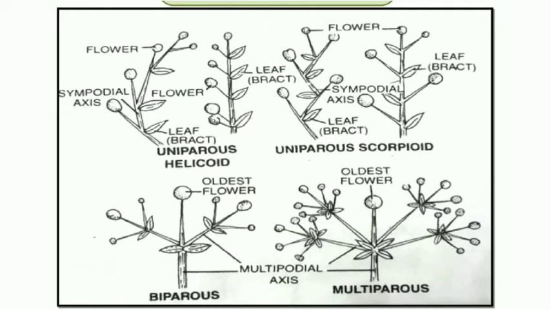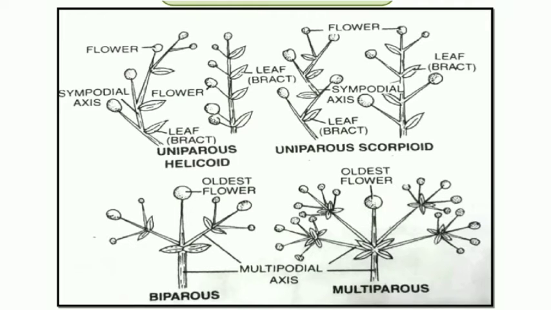But in case of scorpioid cyme, the Uniparous scorpioid, one branch towards right side, next branch towards left side. Like that the branching will be on alternate sides, left right, left right. Okay, you can see here also. So, one flower, the right side branch, left side branch, right side branch, left side branch. Like that the branching will be on alternate sides, left or right. Hence it is a scorpioid cyme.